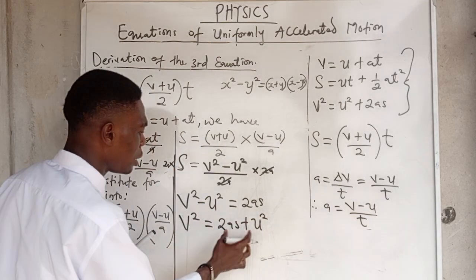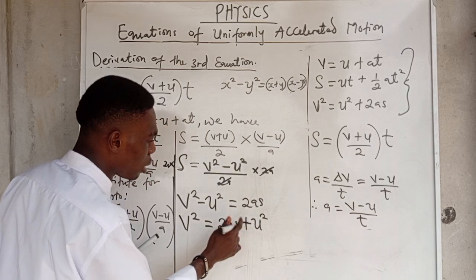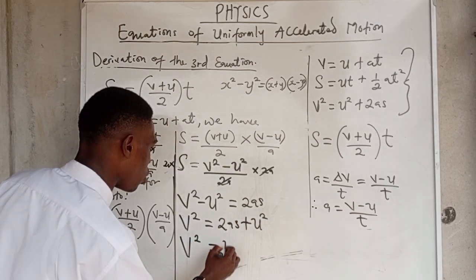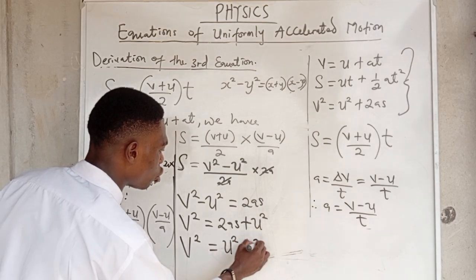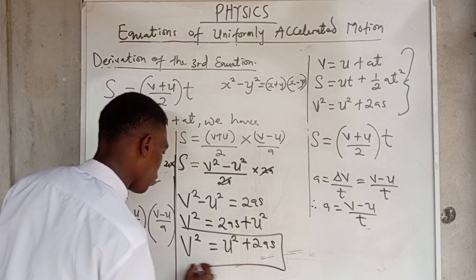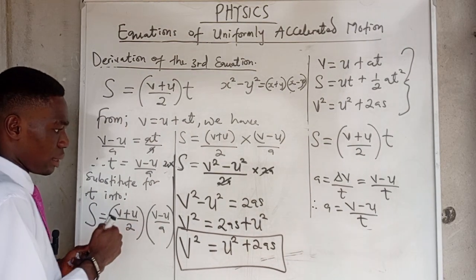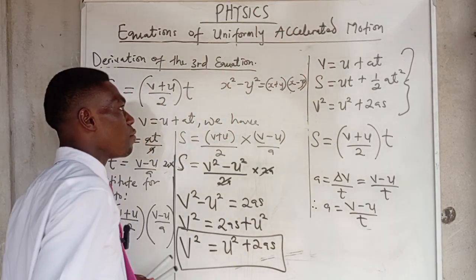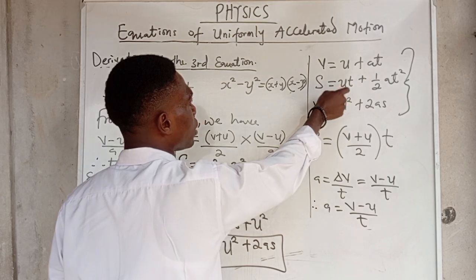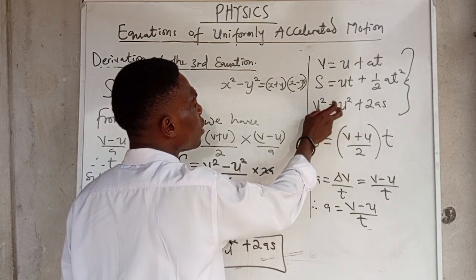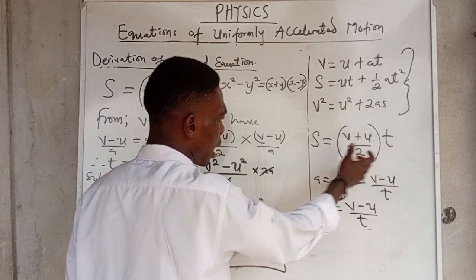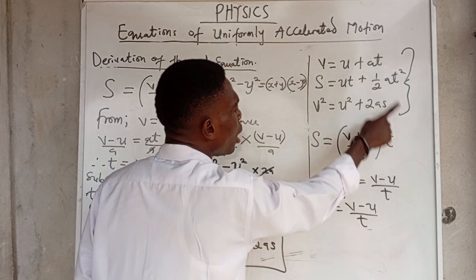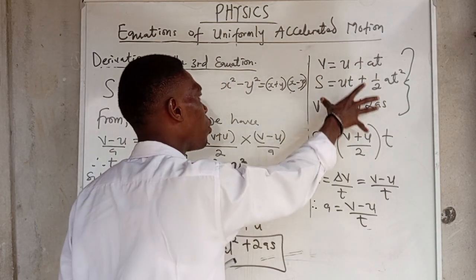However, because addition is commutative, it does not really matter how we arrange it. I can rewrite this as now v squared is equal to u squared plus 2as, and this is the equation of uniformly accelerated motion that we need. And so these are our equations. v is equal to u plus at, s is equal to ut plus half at squared, v squared is equal to u squared plus 2as, and you can also add this, s is equal to average velocity, v plus u over 2, times time. And so these are the equations of motion.